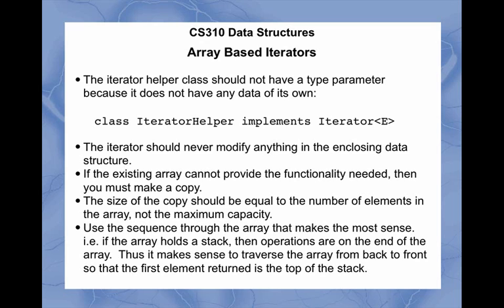However, if you push onto the end of the array and remove from the end of the array, then both operations become big O of 1 instead of big O of n. Thus, it would be wrong to use the front of the array to do this. So when you're doing the iterator for a stack, it makes sense to traverse the array from back to front rather than starting at index 0. If you do it this way, then the elements are returned in the same order that they would come out of the stack with the pop operation.